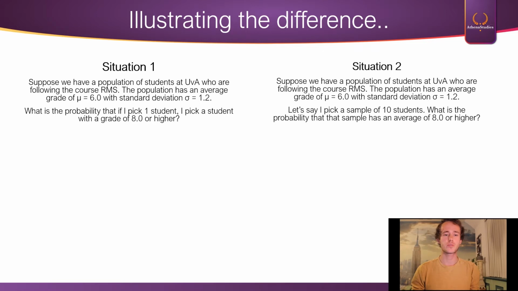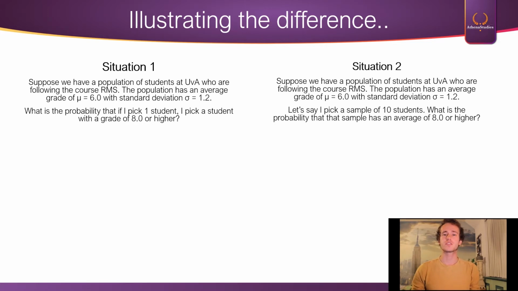So let's look at situation one. Suppose we have a population of students at the University of Amsterdam who are following the course RMS. And the population has an average grade of 6.0 with standard deviation 1.2. Now, what is the probability that if I pick one student from that population, I pick a student with a grade of 8.0 or higher? Okay, so that's the first situation.